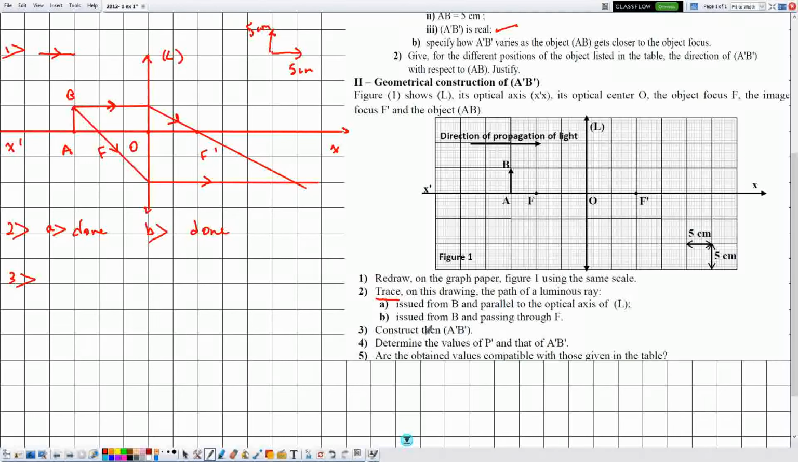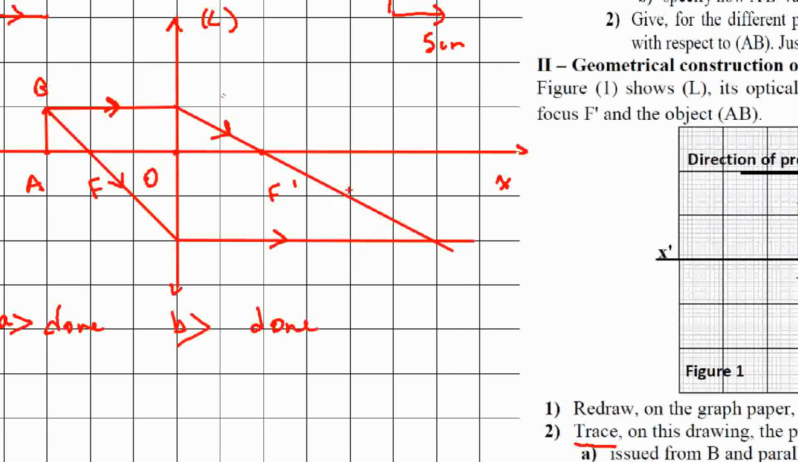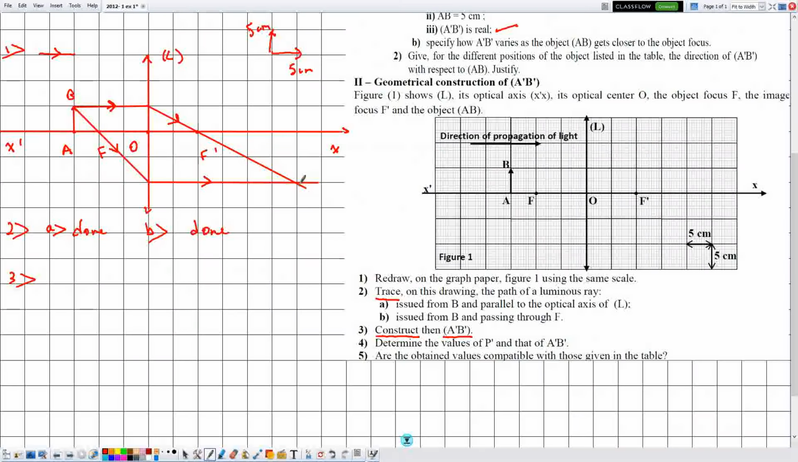Now in part 3, they are telling me construct then the image A prime, B prime. By construct, the word construct means that we need to trace and justify at the same time. Already we have done the rays, so it's left to trace the image A prime, B prime and do the justification. Here behind the lens we have the two emergent rays. We know that always the intersection of the emergent rays is the image of the object. These emergent rays are coming from these incident rays that are coming from B. Therefore, the intersection will be the image B prime of B.